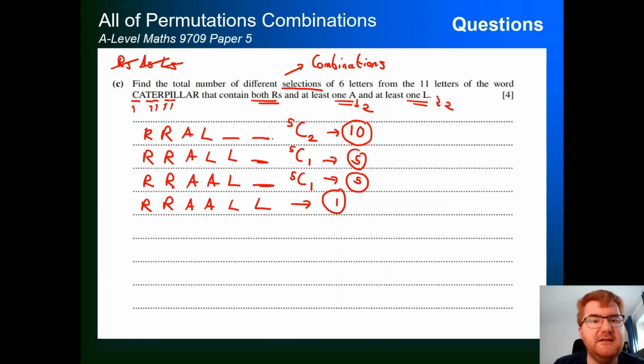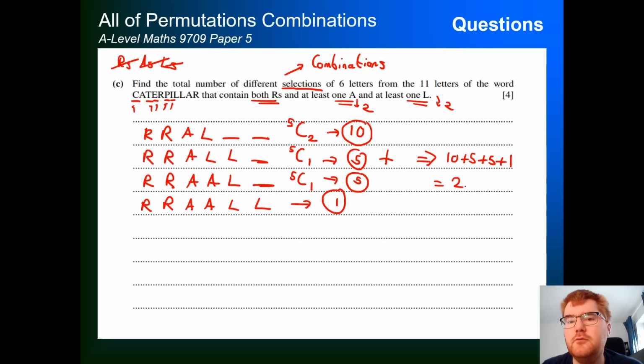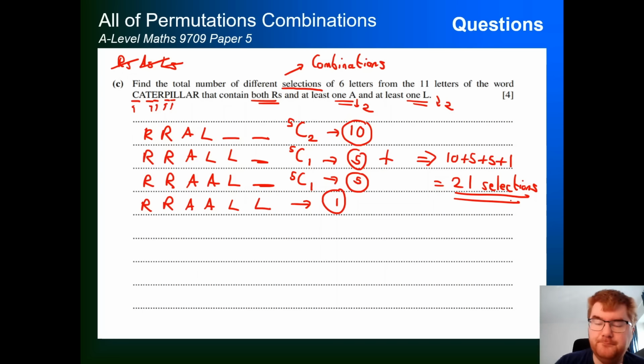So we have 10 possibilities here, 5 here, 5 here, 1 here. So we just add all these numbers together, and then that gives us 10 plus 5 plus 5 plus 1, and that's equal to 21 selections here for the 4 marks for this question.